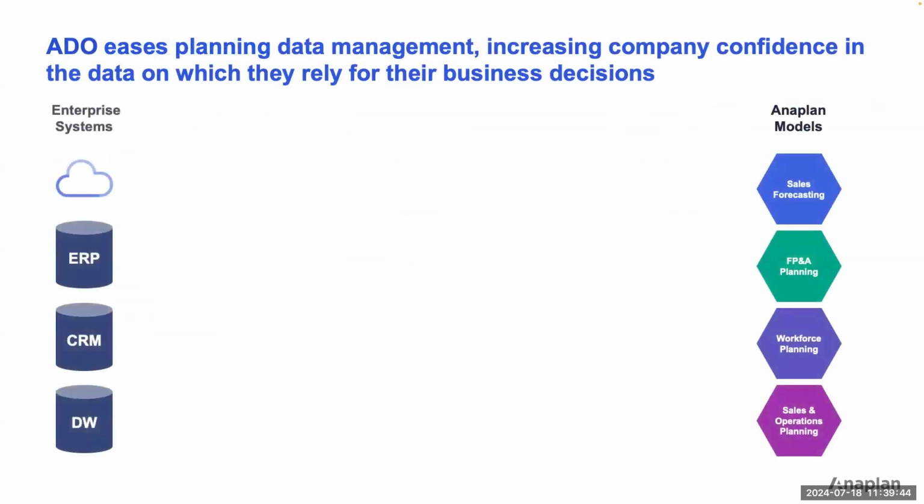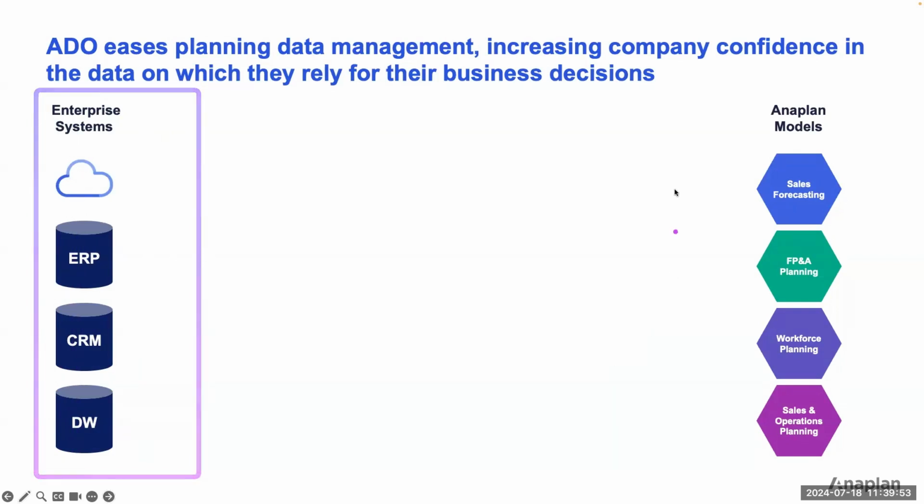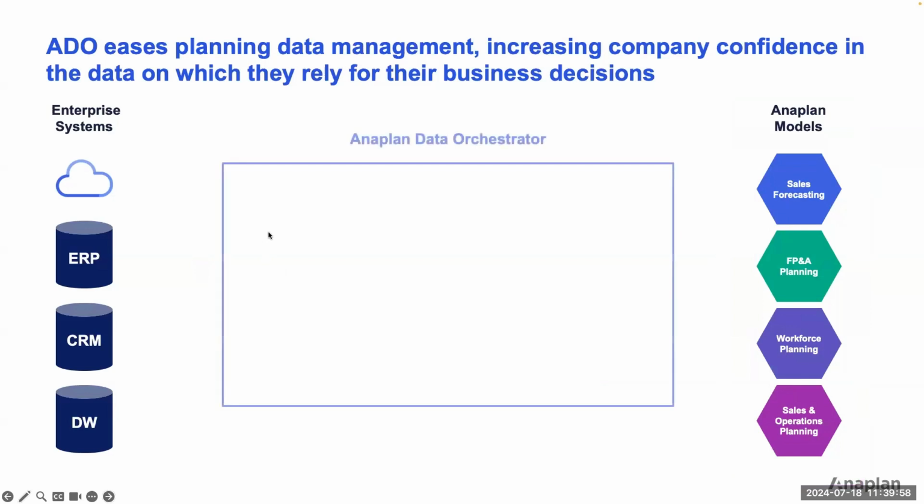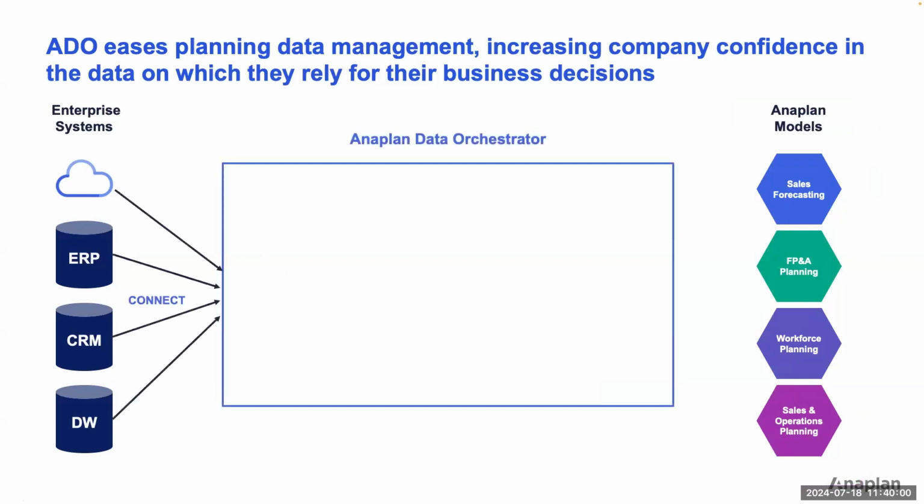All right, so what is ADO? ADO is Anaplan's data orchestrator that allows organizations to manage their data from source systems all the way into the Anaplan models. Now, how does ADO do this? It all starts with our no-code pre-built connectors that allow us to connect to our various source systems. We're also able to connect to flat files as well as Anaplan models as well. So once we've made that connection, we can store the data in ADO for use with future planning.